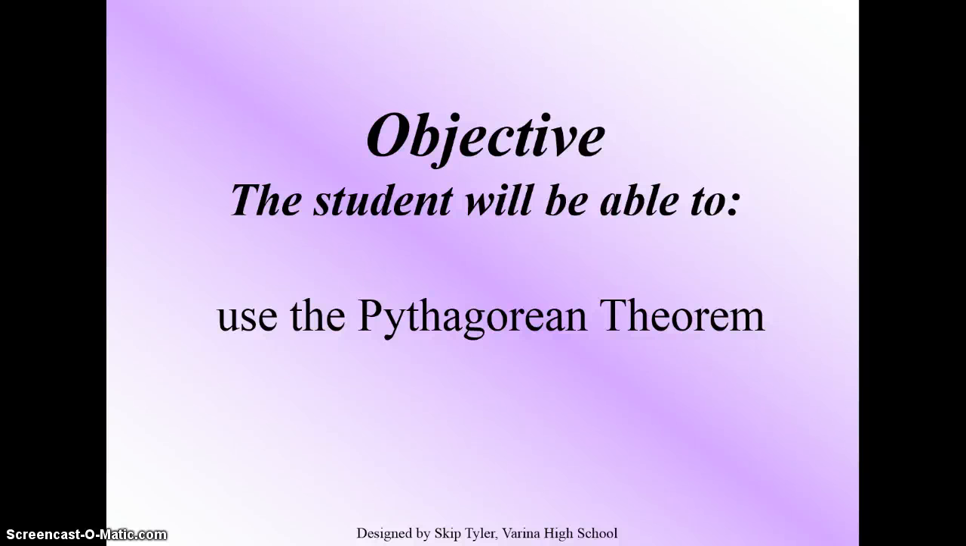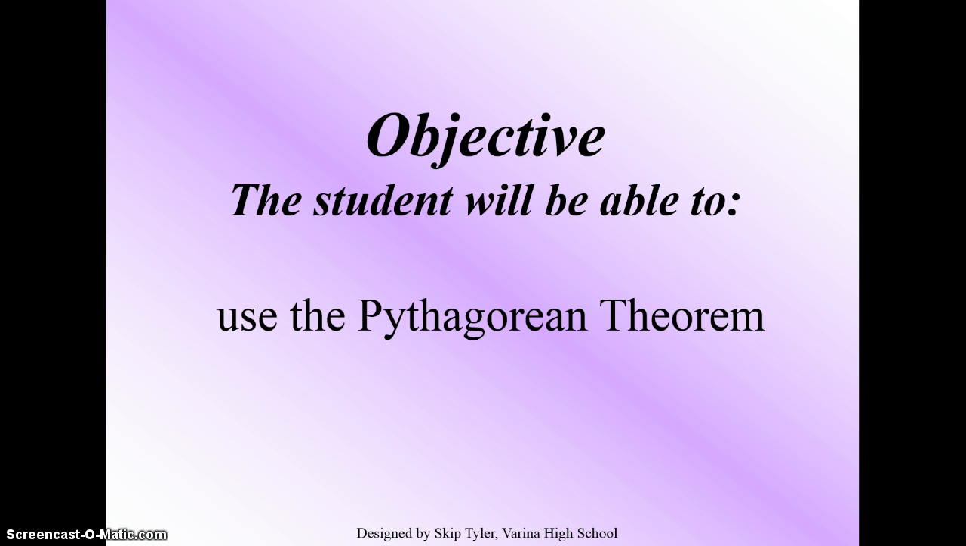So our focus today is using the Pythagorean Theorem. This week we'll talk about how we can use it to determine whether triangles are right triangles or not. Today our focus is just to find the measure of the hypotenuse. Any guesses as to what in the world a hypotenuse is?